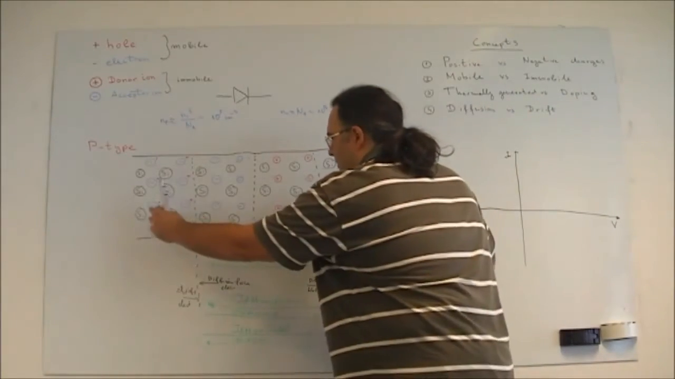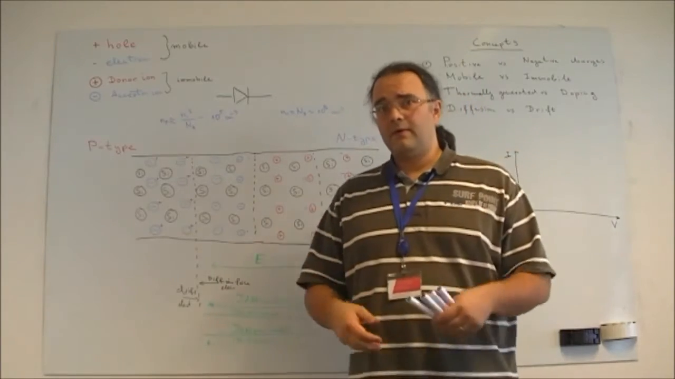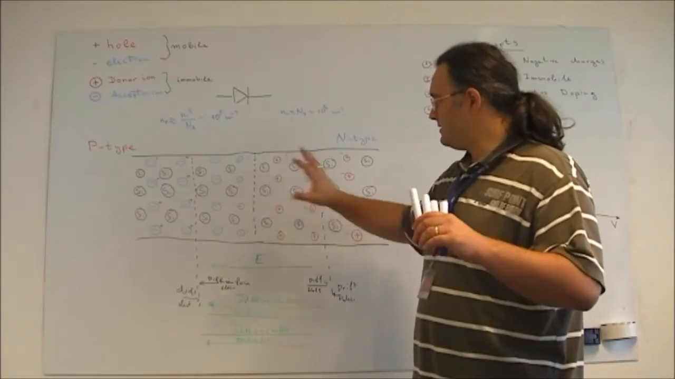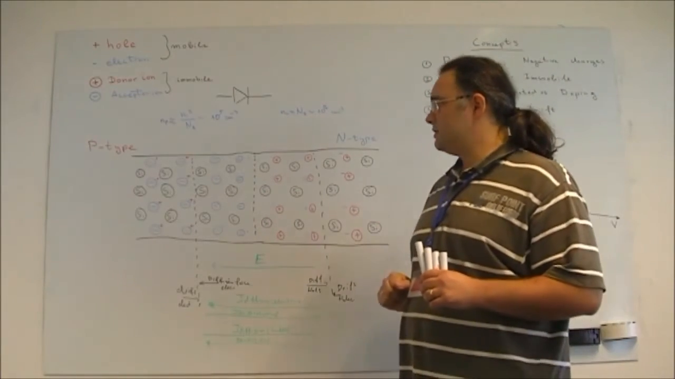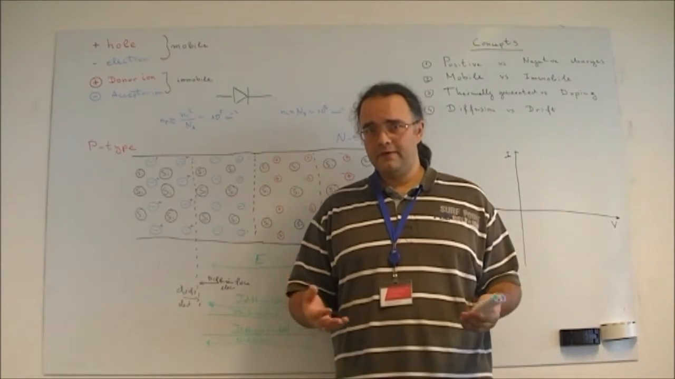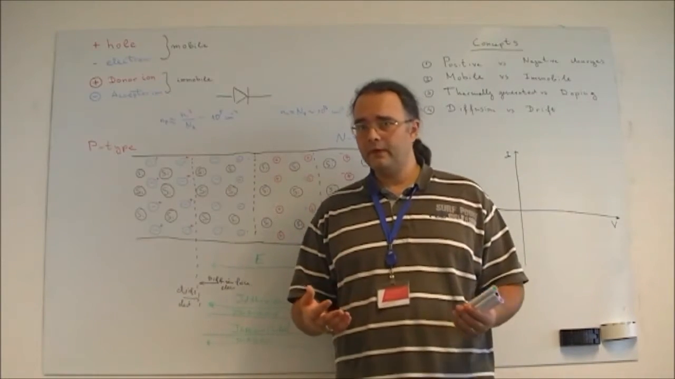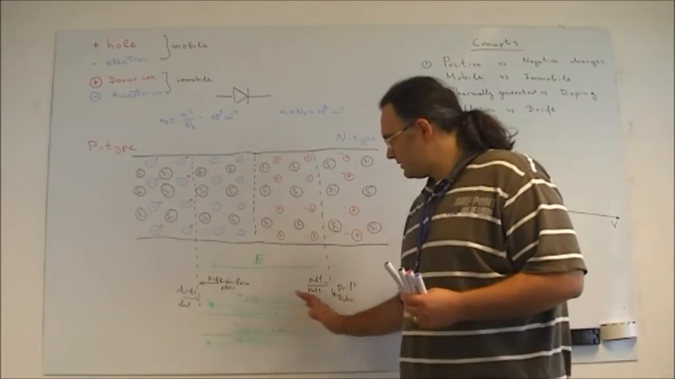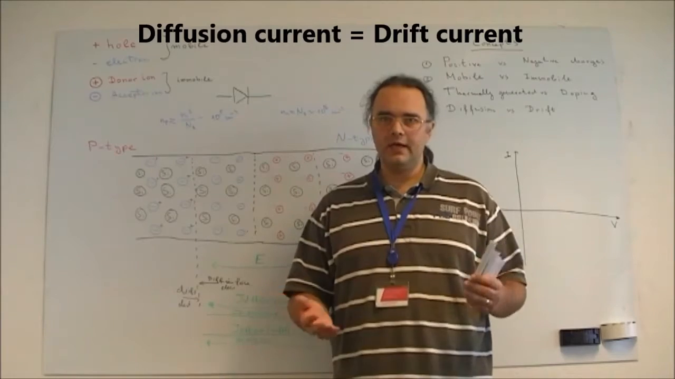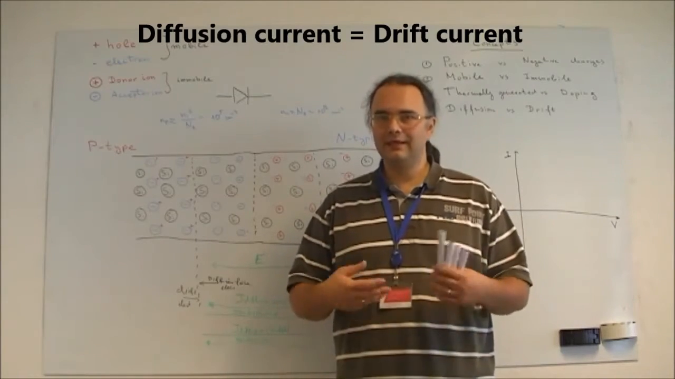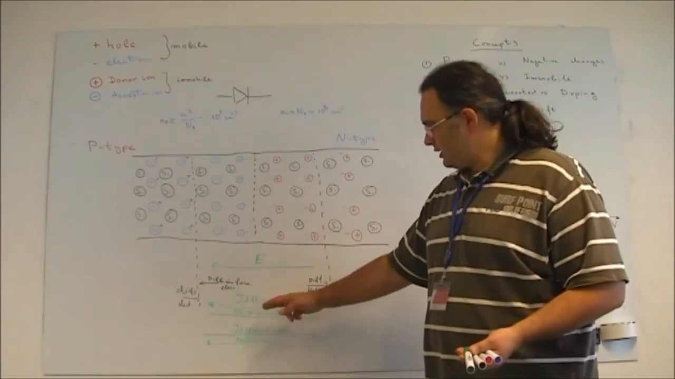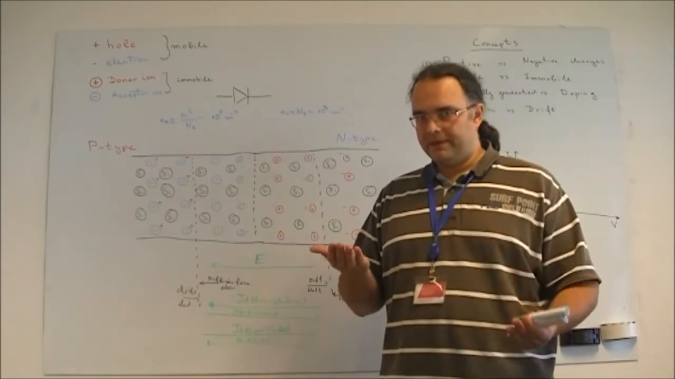As we have no externally applied field, this p-n junction will come into thermal equilibrium. This means that it will come to a point when these currents, the diffusion and the drift currents, balance each other and there is no net current. So the current will be zero because the diffusion and the drift currents will balance perfectly.